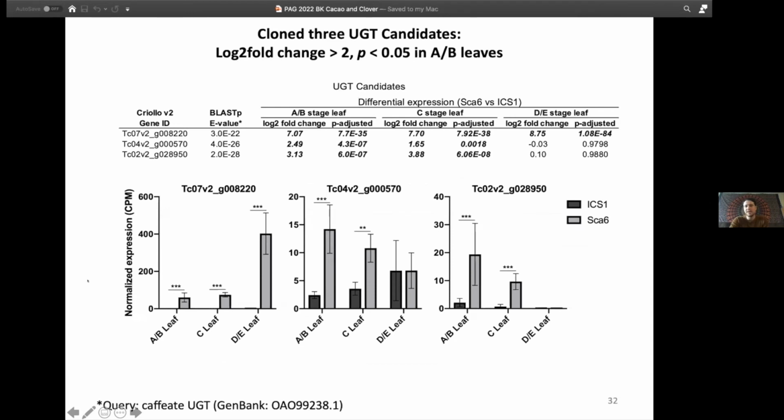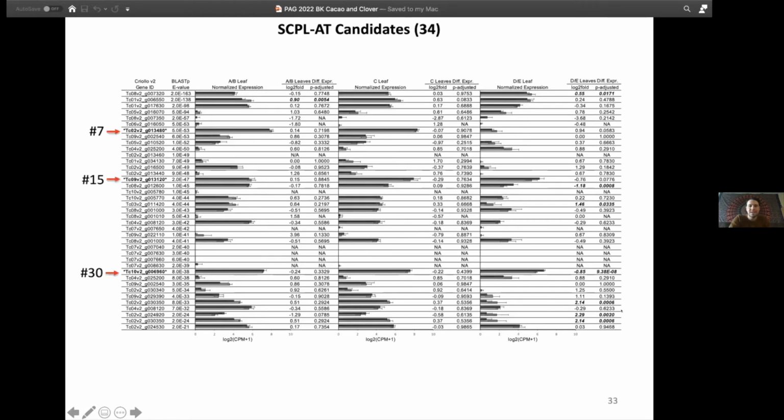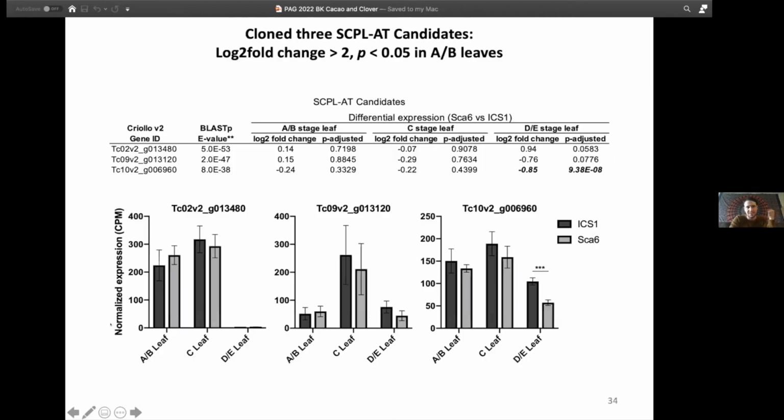So here they are, zoomed in on each candidate gene for this UGT step. They're all expressed a bit more highly in scavina-6 than ICS1, at least in the young leaves for this one, and then they even out in the older leaves. I did the same thing for SCPL, but with the SCPL step of the pathway, there was really nothing interesting in terms of differential expression. So I just went with raw expression, like which were the most highly expressed. And I chose 3 candidates just based on being the most highly expressed SCPLs.